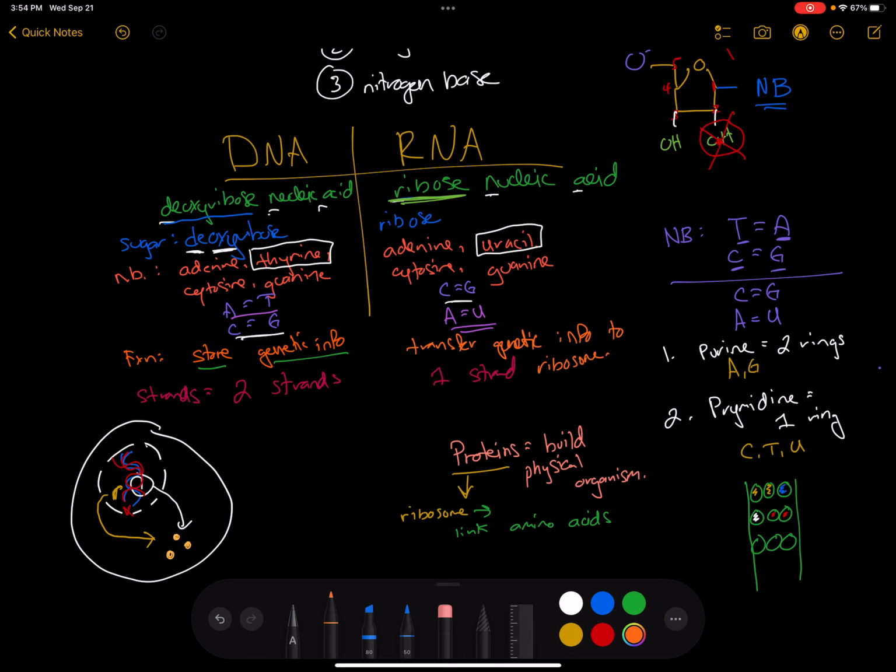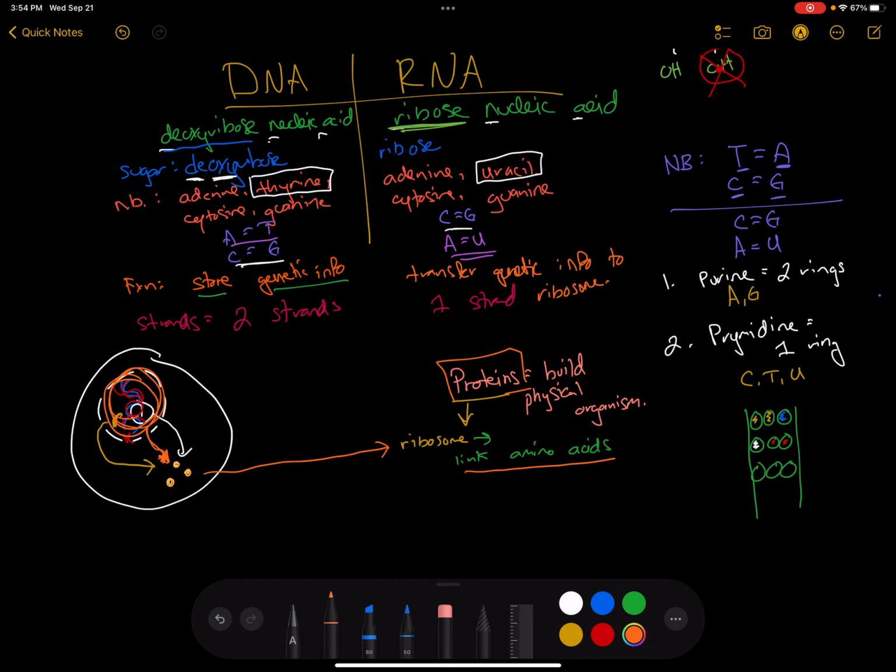the ribosome. And that's why we have both of these nucleic acids, because the DNA over here in this picture is too big to fit through the holes, but the RNA can, and so that RNA can take a copy of that genetic code to the ribosome, because then once it goes to the ribosomes, it's going to be able to link those amino acids so it can build a physical organism. And I think that's about all we need to know right now for our DNA and our RNA nucleic acids.